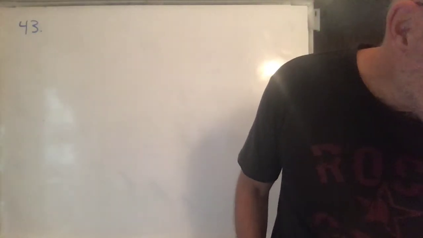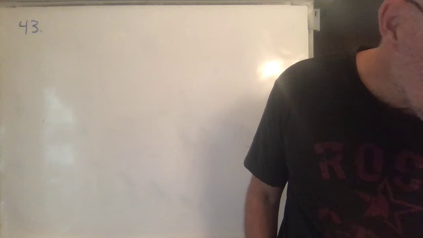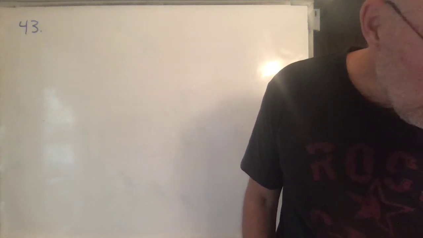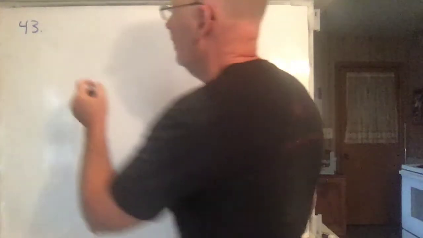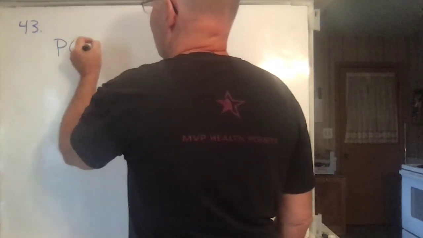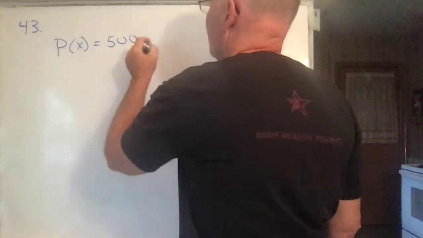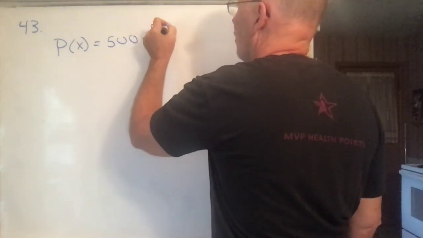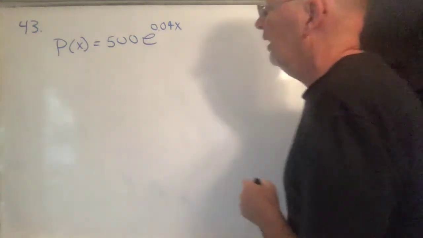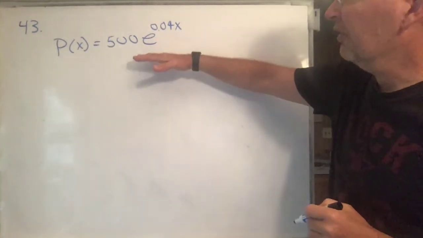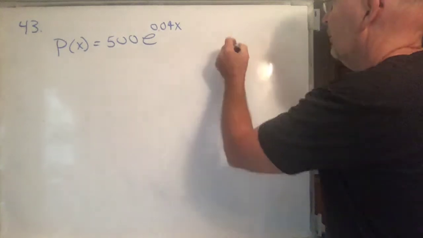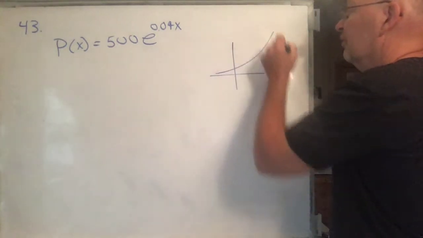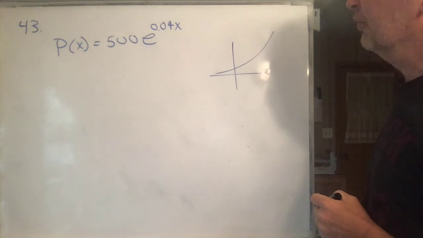So now let's do a little bit more with exponential growth. This is problem number 43. A country's population in thousands closely fits the exponential function P of x is equal to 500, which means 500,000, e to the 0.04x. Okay, that tells you what the population is, and notice that that's going to be exponential growth as well. That's going to be a graph that grows like that.